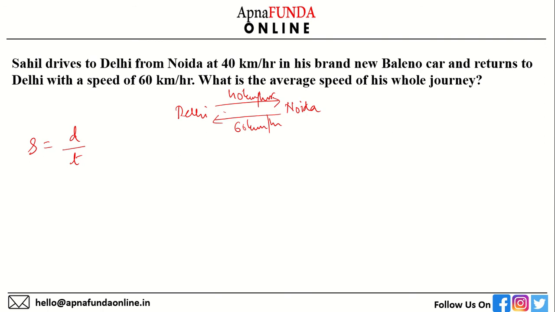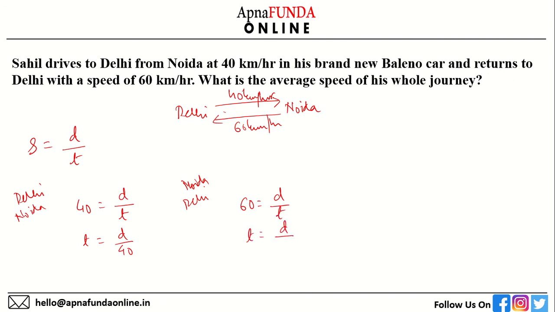So when he goes from Delhi to Noida, his speed is 40, which is distance by time. I hope you agree. So can I say time is equal to distance by 40, d by 40. Now when he is traveling from Noida to Delhi, his speed is 60, which is equal to distance by time. Similarly, time is equal to distance by 60.